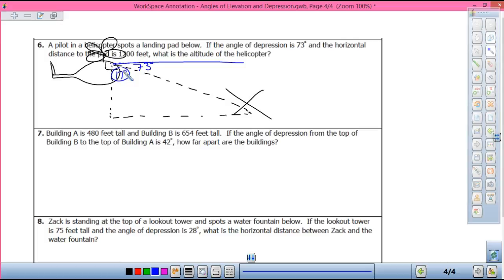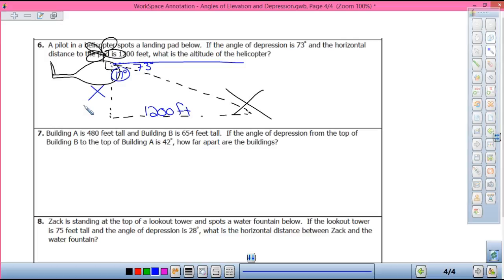It says the horizontal distance to the pad is 1,200 feet. Horizontal distance, what would that be, bottom? The bottom, because horizontal is a straight line straight across. So 1,200 feet. And they want the altitude of the helicopter. How do I measure altitude? It's how high something is. So that would be a straight line from the helicopter to the ground. It's going to be what I'm looking for if I'm looking for the altitude.